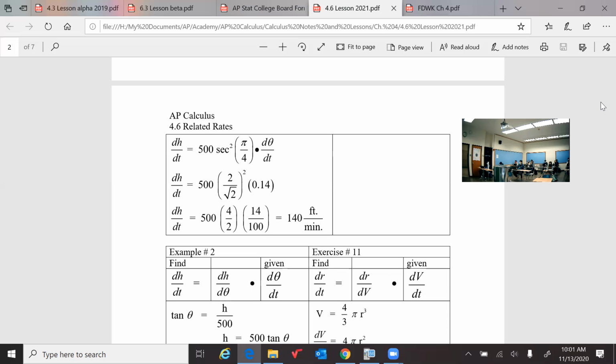The given information was d theta over dt. The change in the angle with respect to time is 14/100. So you have 1,000, which you reduce with 100. If you do 10 times 14, you get 140. 140 what? Ready?